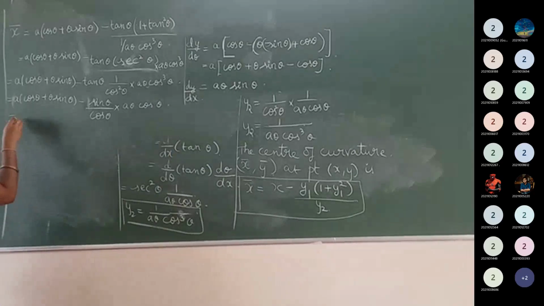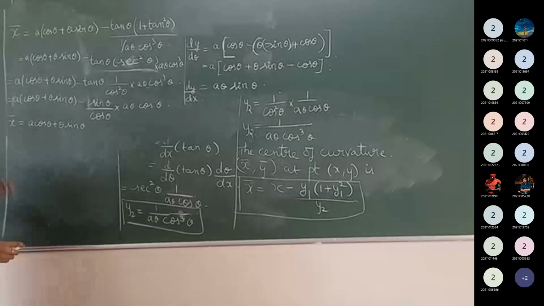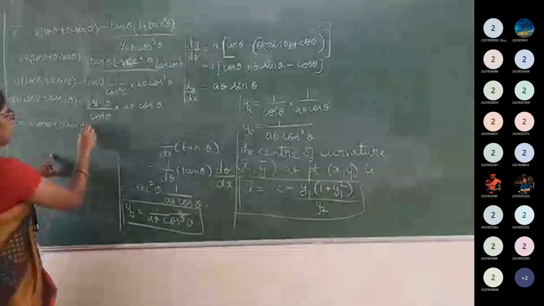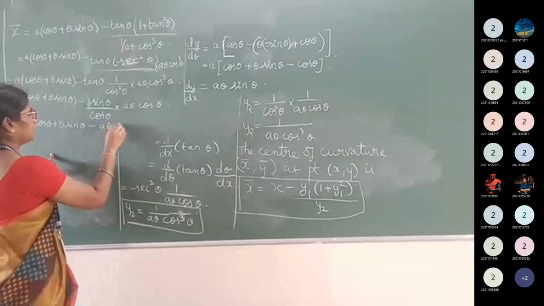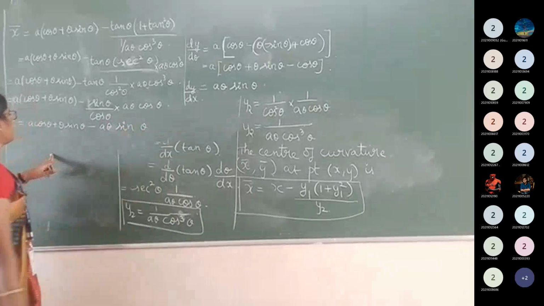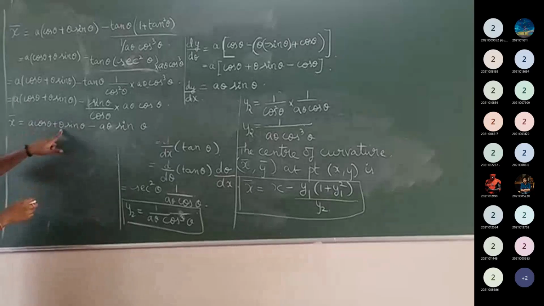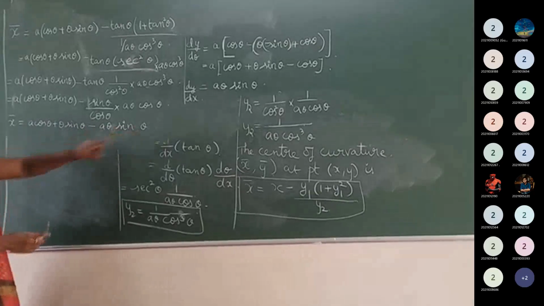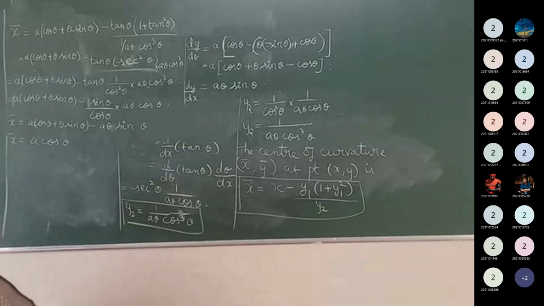So x bar is equal to a cos theta plus theta sin theta. Here I am left with minus a theta sin theta. So if you multiply here, a theta sin theta minus a theta sin theta cancel. So x bar is equal to a cos theta.